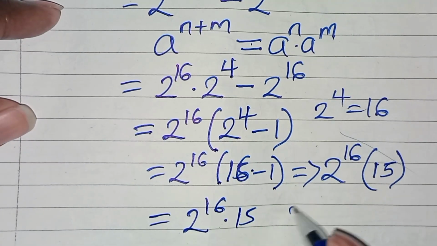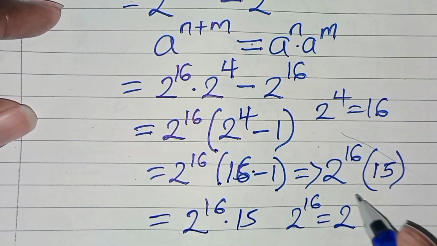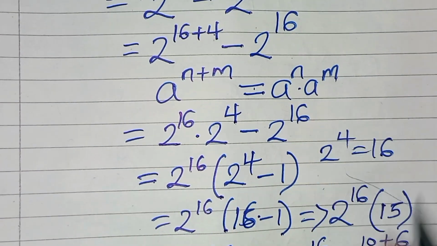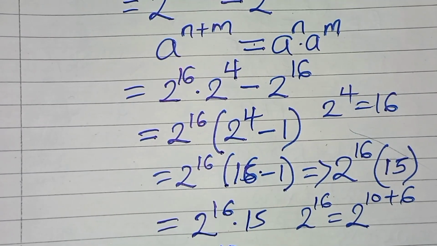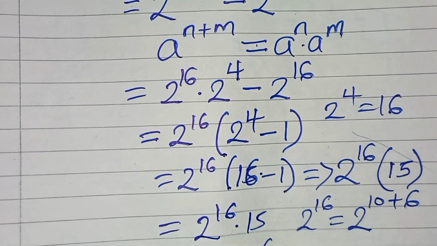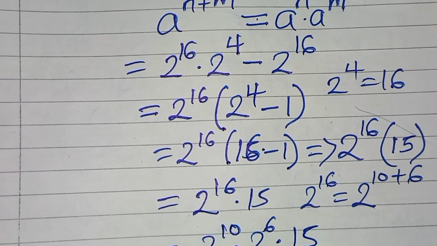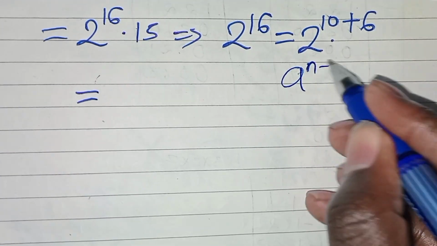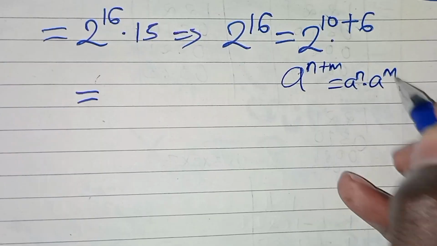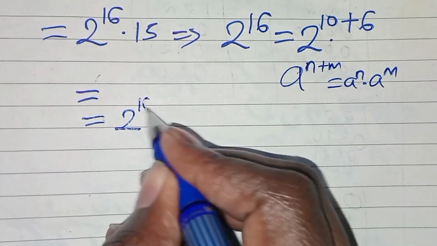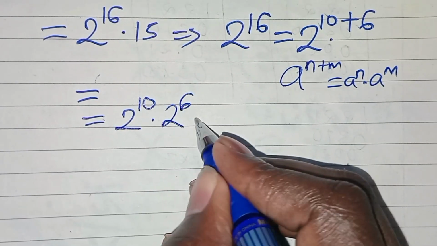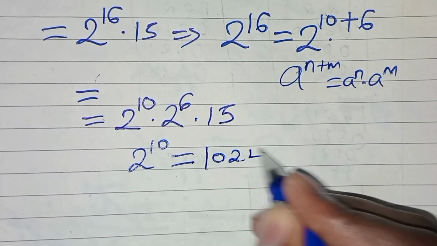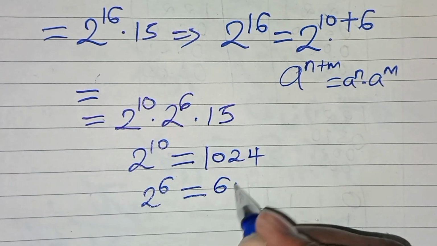Now, we can express 2 to the power 16 as 2 to the power 10 plus 6. So again, applying this exponent property, we'll have 2 to the power 10 multiplied by 2 to the power 6, multiplied by 15. Applying the exponent property, a to the power n plus m as a to the power n multiplied by a to the power m. So here, 2 to the power 10 is actually equal to 1024, and 2 to the power 6 is actually equal to 64.